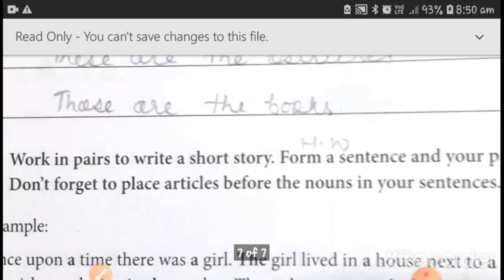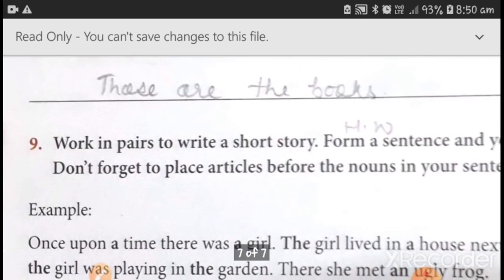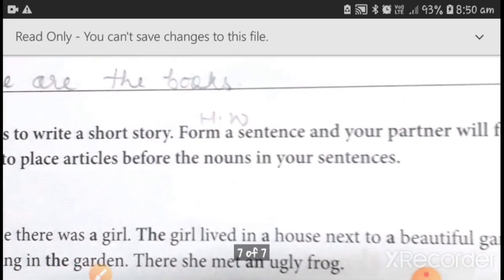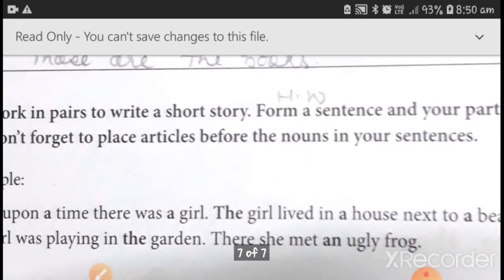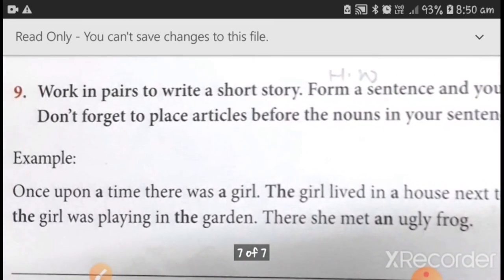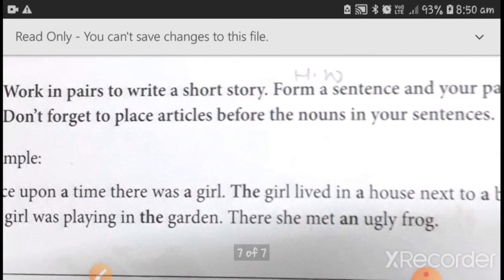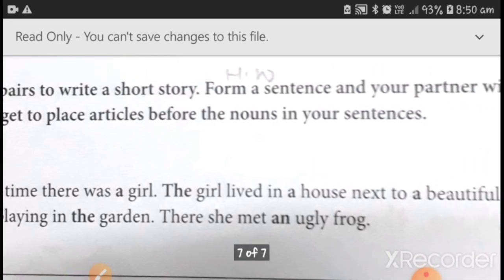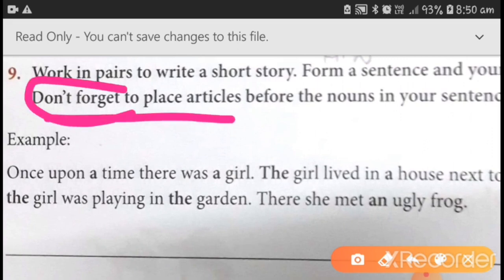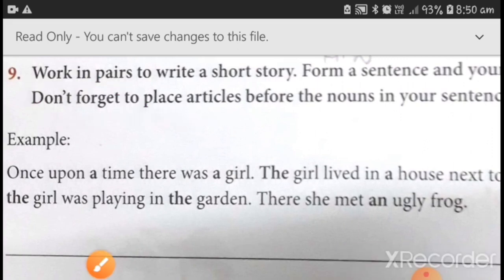So children, this is your homework. This is question number 9. What you have to do? Work in pairs to write a short story. You have to write a short story and form sentences, and your partner will continue from the next, means whatever you are using, the next one he will write. Don't forget to place articles before the nouns in your sentences. What do we have to do? We have to use the articles.